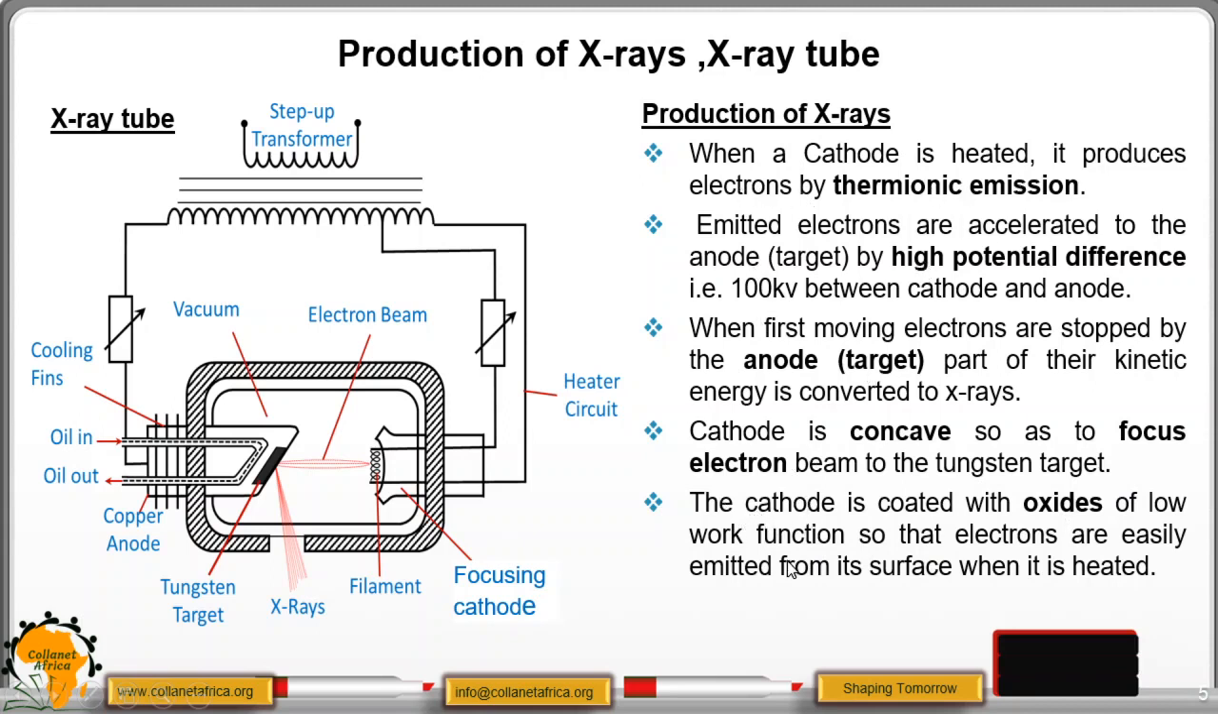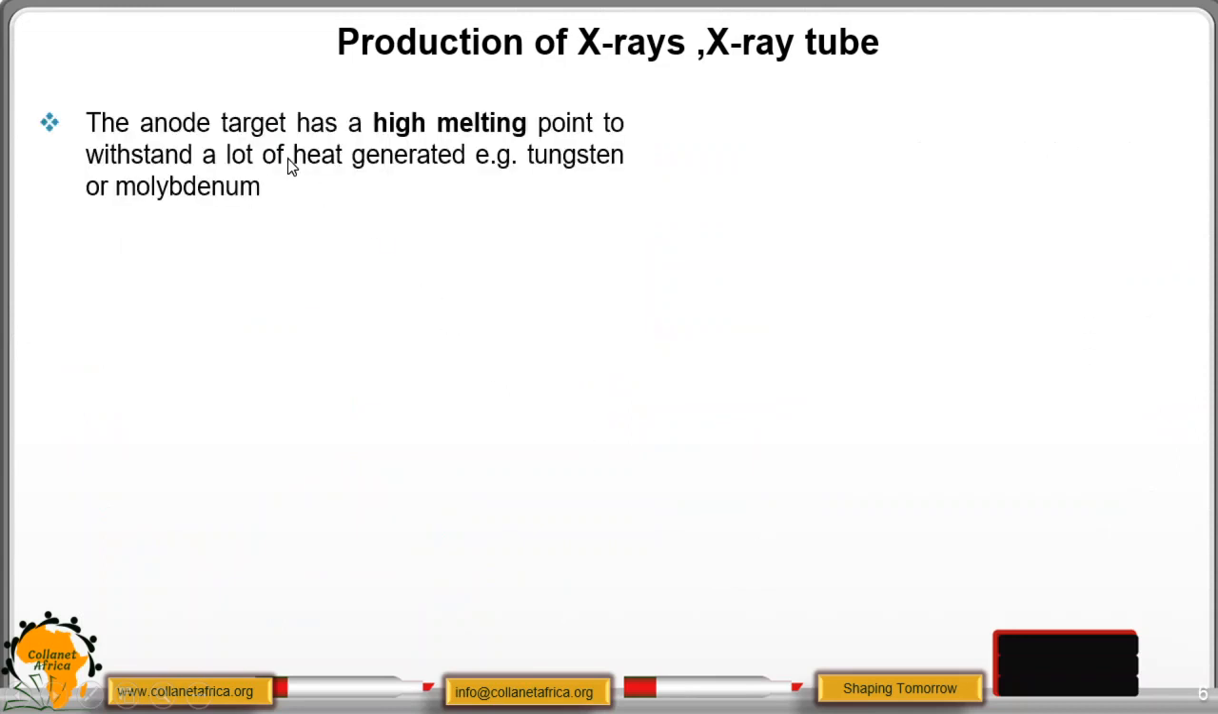Then from there, we have that the anode target has a high melting point. Remember, we have seen that most of the kinetic energy is converted to heat.